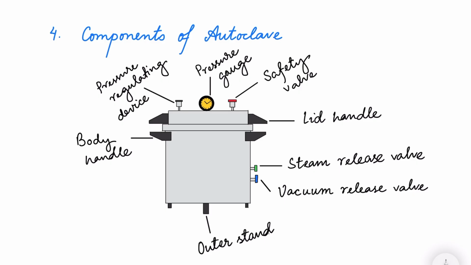The steam release valve helps in controlled release of steam at the end of the cycle, while the vacuum release valve helps in removing trapped air, which is very important for proper steam penetration. The lid handle and the body handle allow safe handling of the autoclave, and the outer stand provides stability to the entire system.